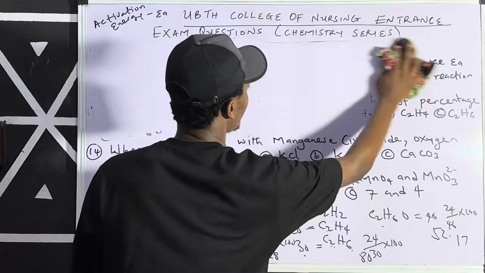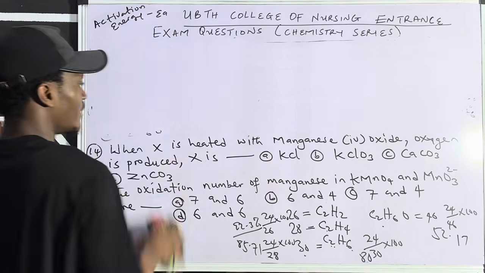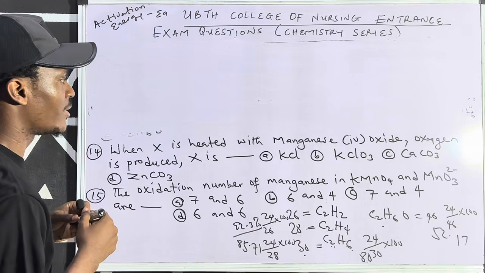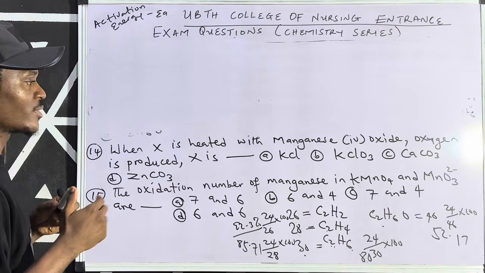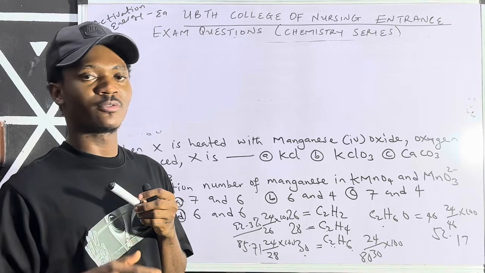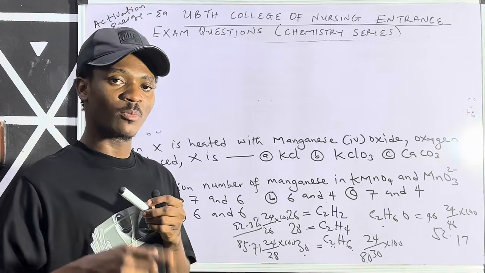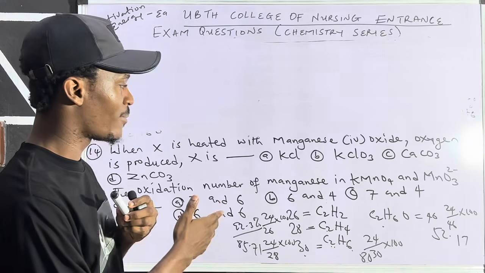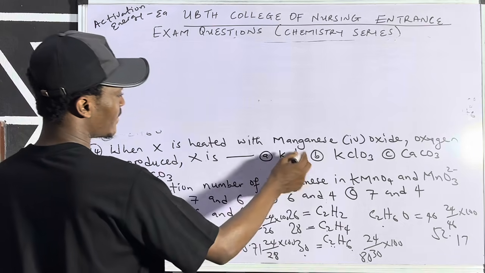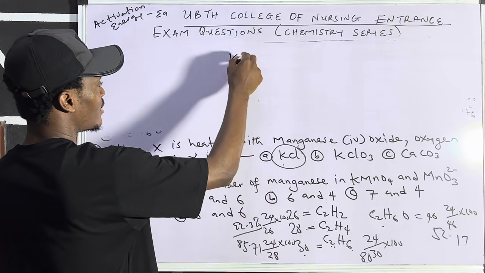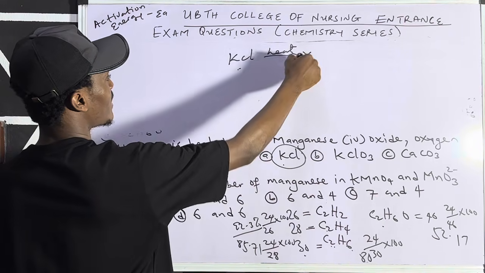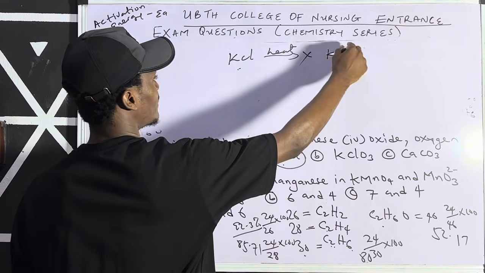Then let's see which of them would be heated with manganese oxide and then oxygen gas will be produced. First and foremost, this question should take our minds to the laboratory preparation of oxygen, which determines the composition of the compound. And the compound, of course, is among these options, but let's confirm. Now, KCl is a heat stable salt. So when heat is applied, this salt is stable to heat. Nothing happens. It remains KCl.